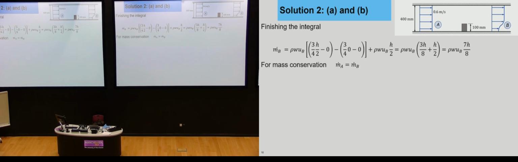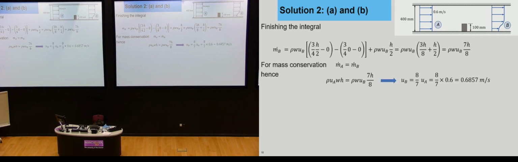Remember, the mass flow rate at A must equal the mass flow rate at B, so m_a dot is equal to m_b dot. This means we can now equate our two expressions, and we can see immediately we get the value for u_b. So u_b is therefore 0.6857 meters per second. So this is how we've done it. This is really just using conservation of mass to find u_b. So that's part A of the question.